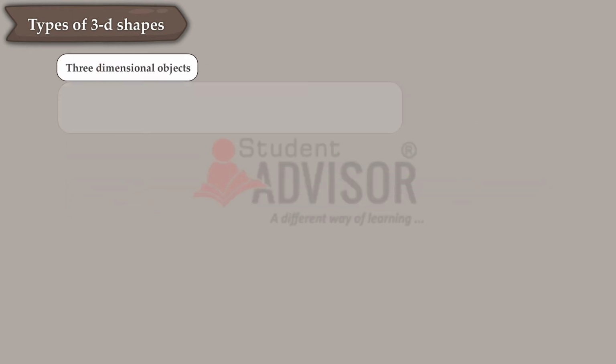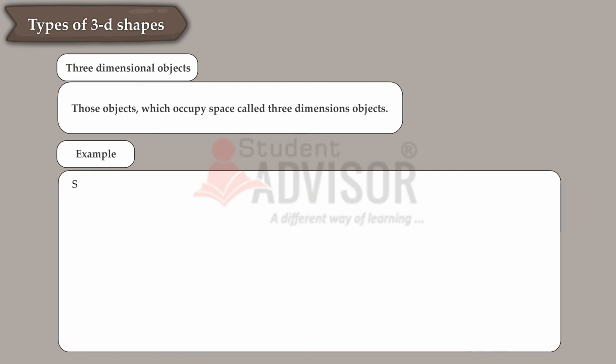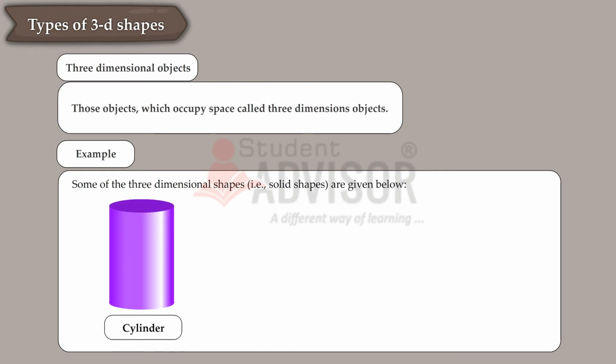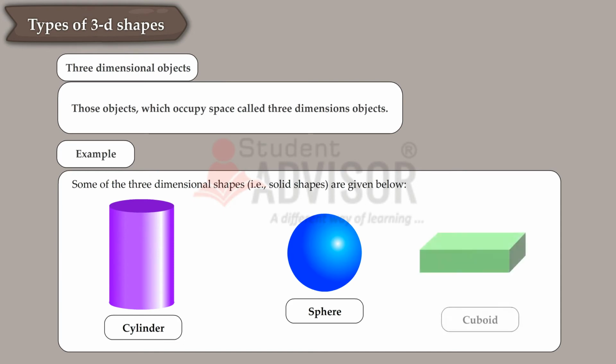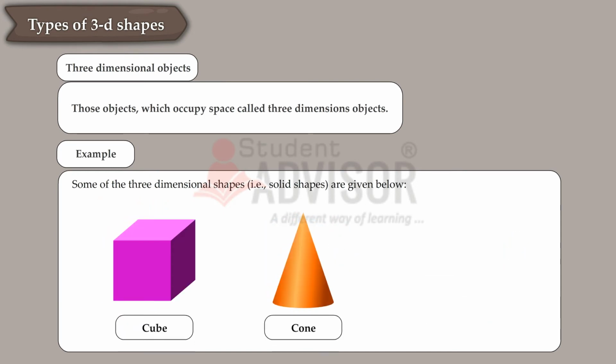Three-dimensional objects. Those objects which occupy space are called three-dimensional objects. Hence, they are called so. Study the given examples. Some of the three-dimensional shapes, that is, solid shapes, are given below: cylinder, sphere, cuboid, cube, cone, and pyramid, etc.